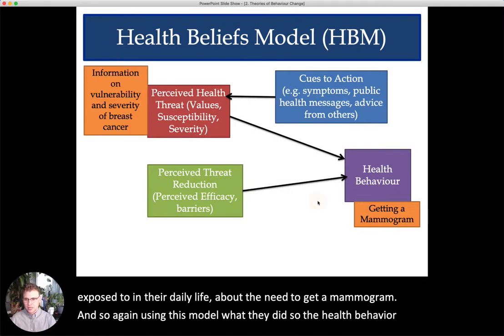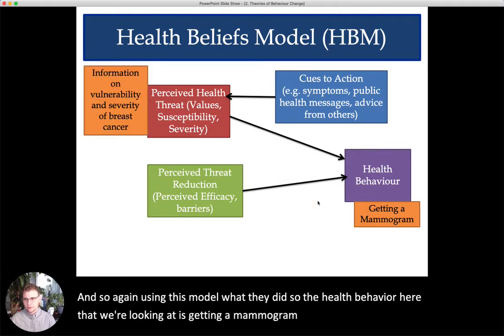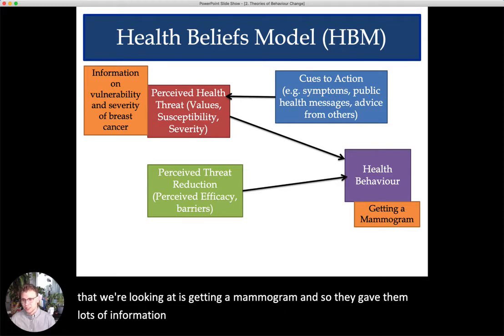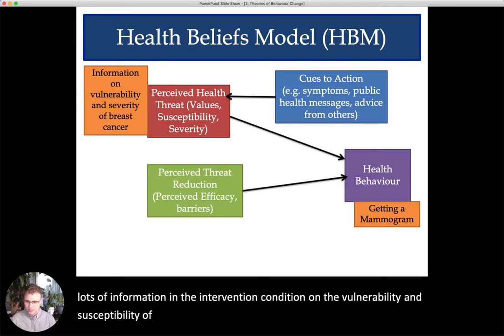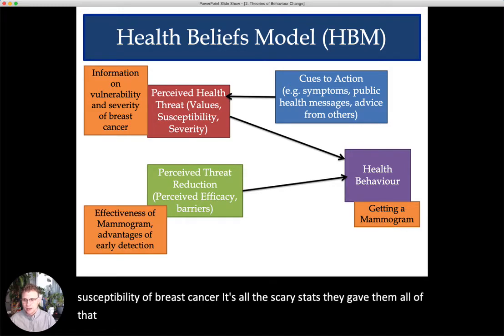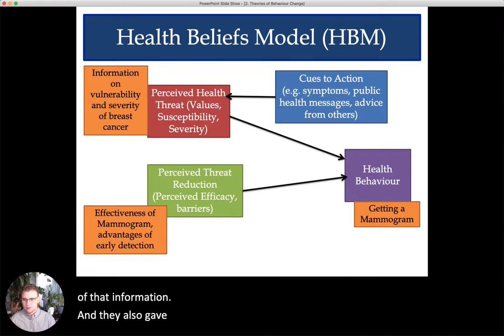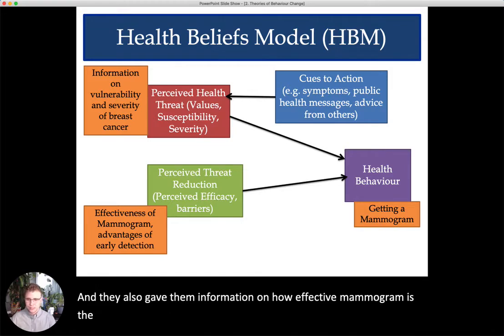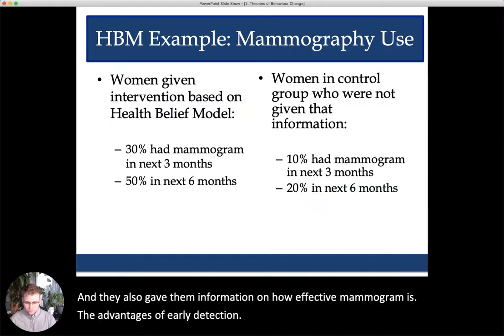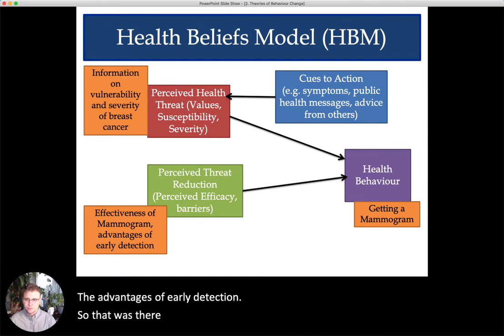And so again, using this model, the health behavior here that we're looking at is getting a mammogram, and so they gave them lots of information in the intervention condition on the vulnerability and susceptibility of breast cancer, right? So all the scary stats, they gave them all of that information. And they also gave them information on how effective a mammogram is and the advantages of early detection. And so that was their intervention.